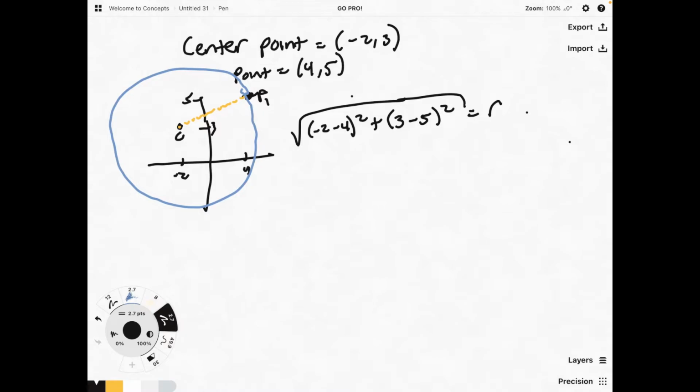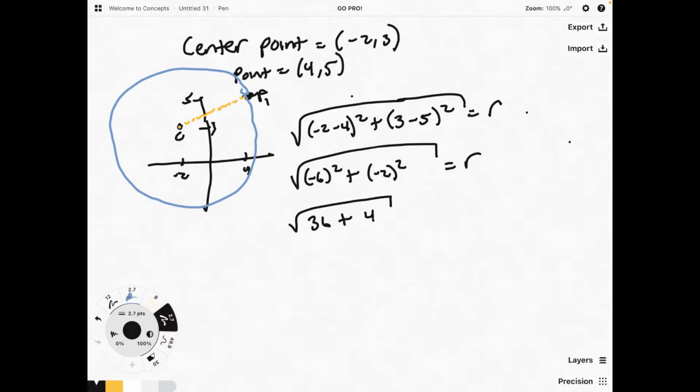We simplify. We take the square root. We have negative 2 minus 4, which is negative 6, and that value squared, plus 3 minus 5, which is negative 2, and we square that, and that's equal to r. We have 6 times 6, which is 36, plus 2 times 2, which is 4. Take the square root of that, equal to r. We have the square root of 40 is equal to r.